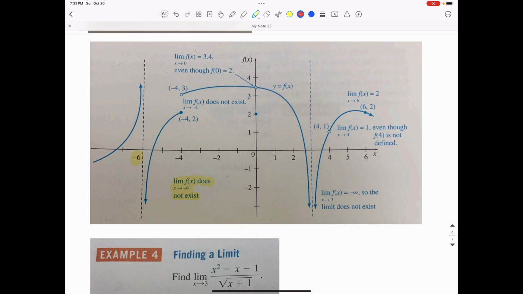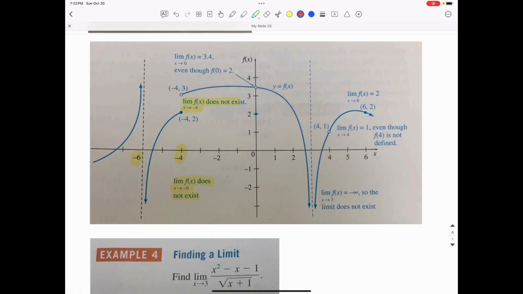x equals -4. If we try to find the limit as x approaches -4, we would also say the limit does not exist, because it is approaching different numbers on both sides.